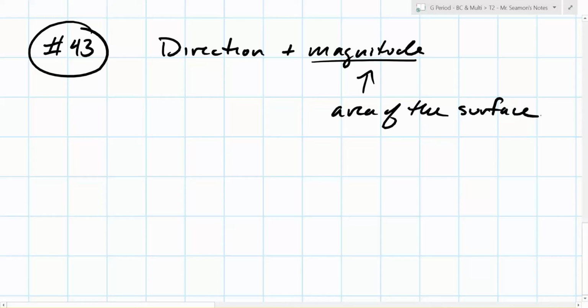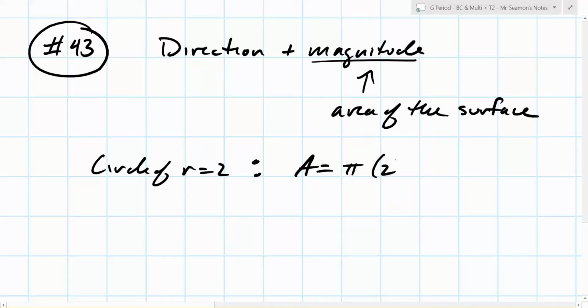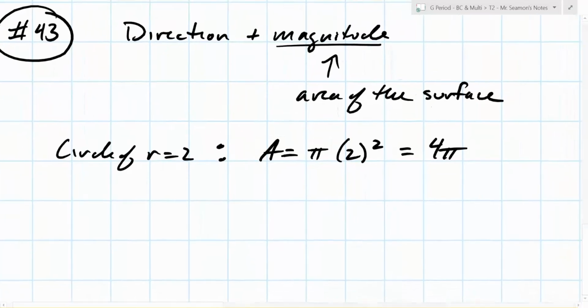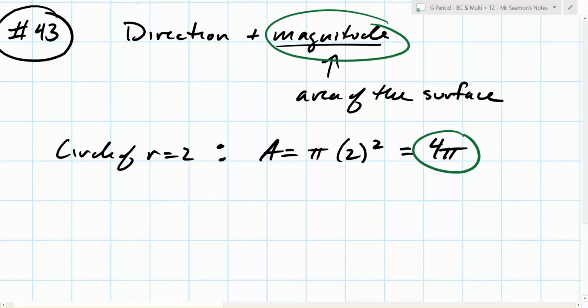So in 43, it says the surface is the circle of radius 2 in the xy plane. So circle of radius 2, what's the area of that? Pi times 2 squared, so it's what? 4 pi. So do we know now the magnitude of this vector? Yes, we're making a vector with magnitude equal to the area of the surface. What's the area of the surface? 4 pi.